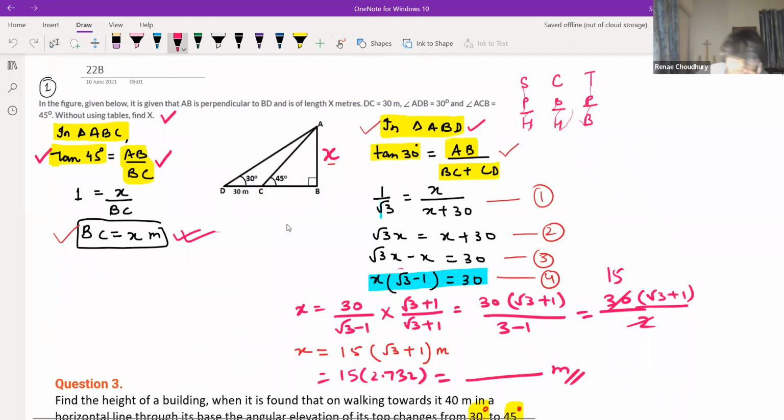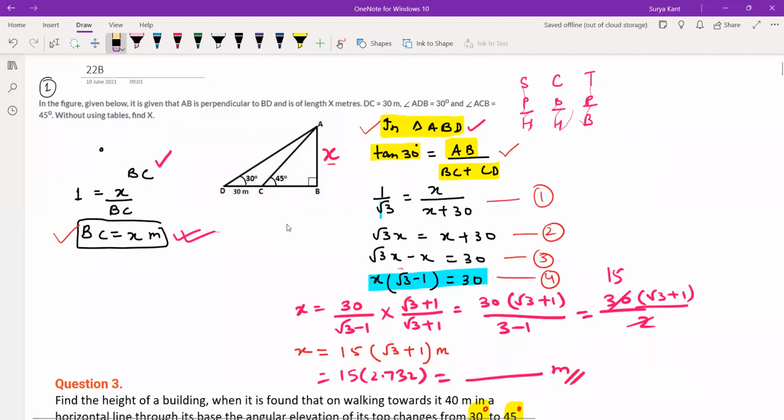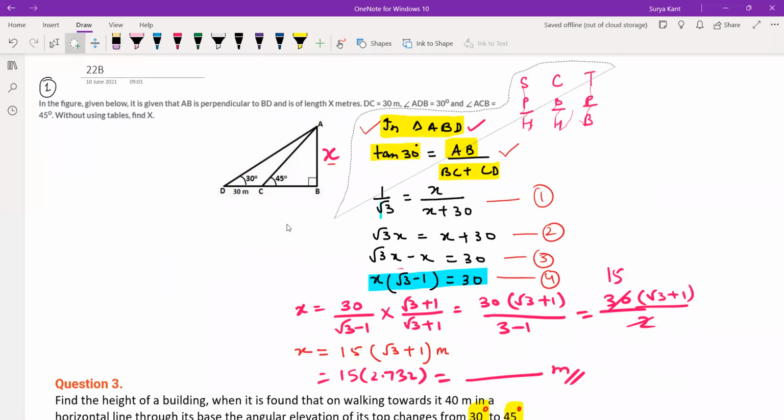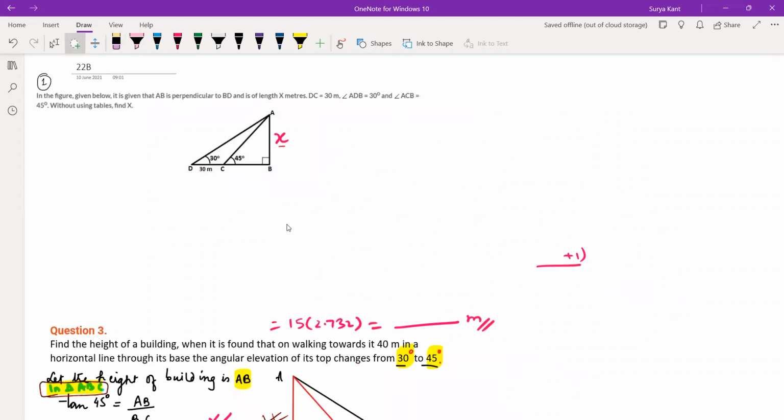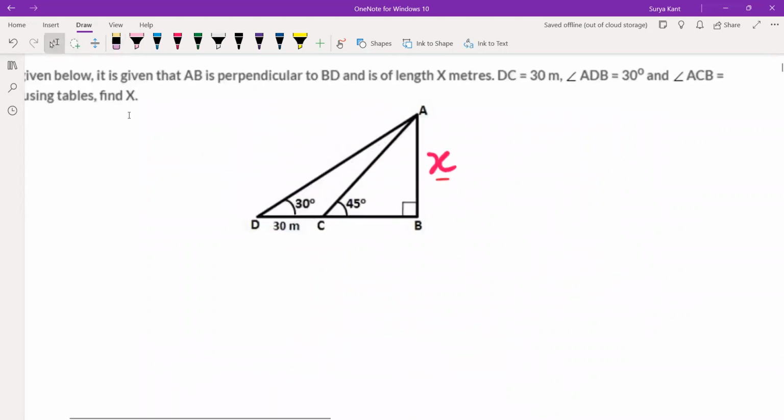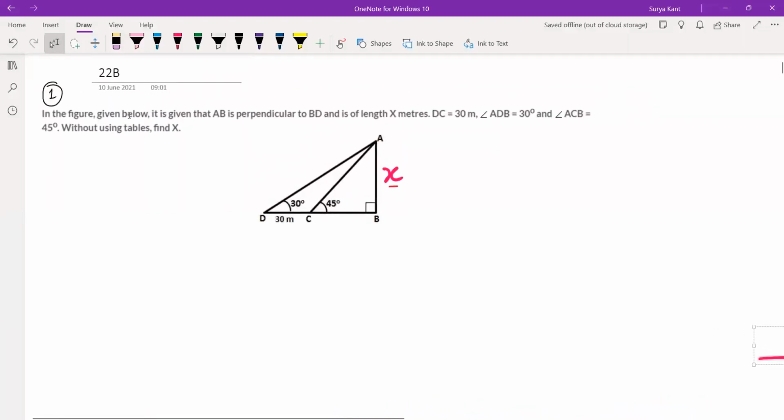Yeah, solve this one question. You have to find the value of x over here. Write it down and find the answer for x. So in the figure given below, it is given that AB is perpendicular to BD and is of length x meters. DC is 30 meters. Angle ADB is 30 degrees. Angle ACB is 45 degrees. Without using the table, find x.